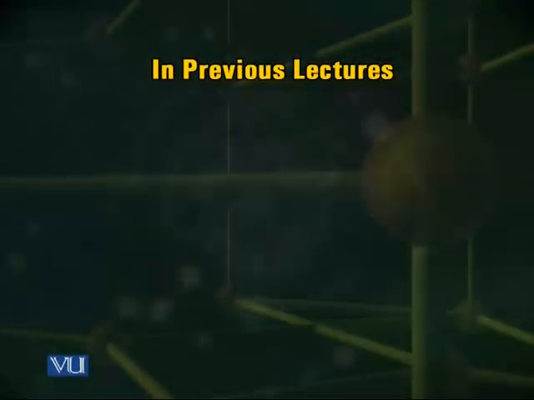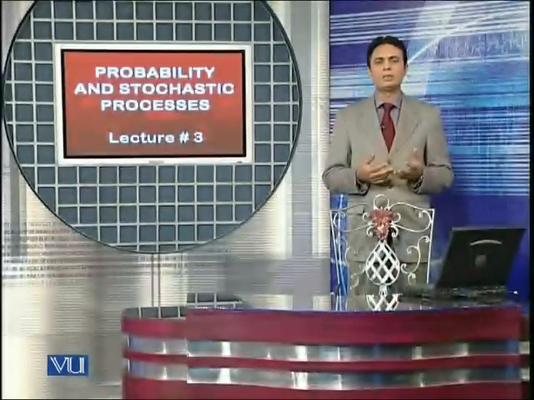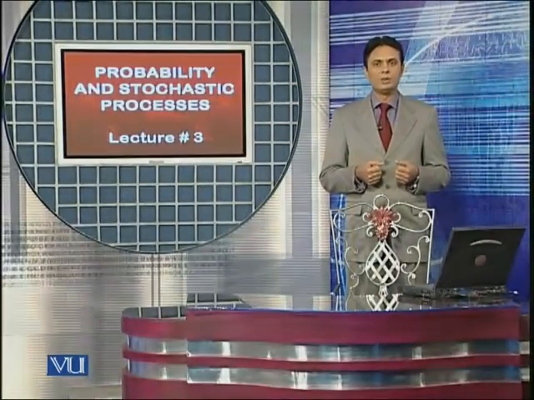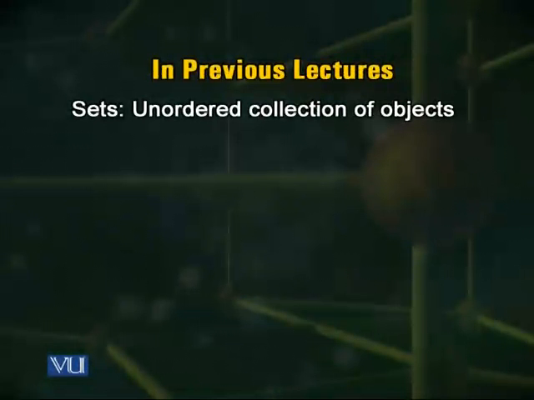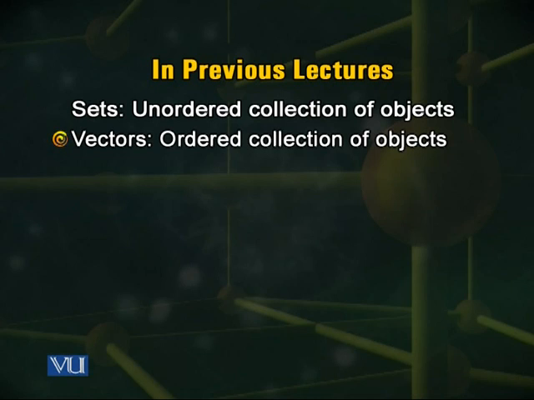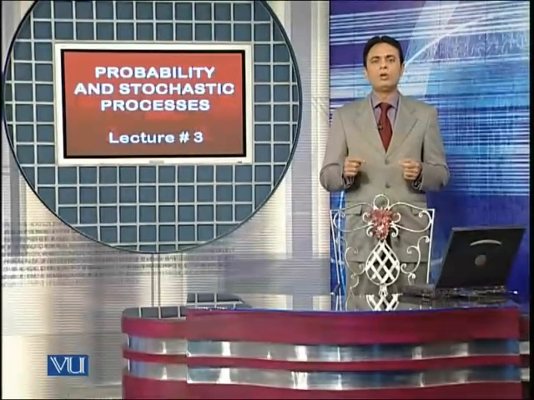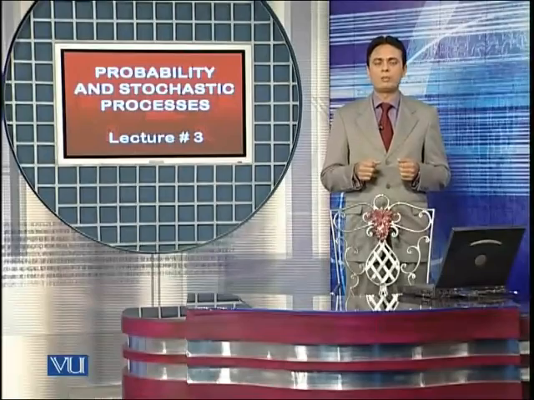Let's quickly review what we covered in the previous two lectures. We started with basics of mathematics that we will need to analyze unpredictable events using probability theory. We started with sets and covered the Venn diagram, which is a graphical representation of sets. While talking about sets, which are unordered collections of objects, we talked about vectors, which are ordered collections of objects. And vectors came up in the discussion of the Cartesian product, which is pairs formed from two or more sets.